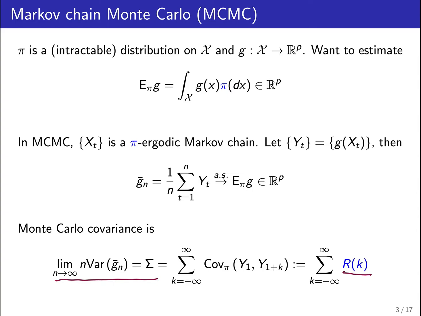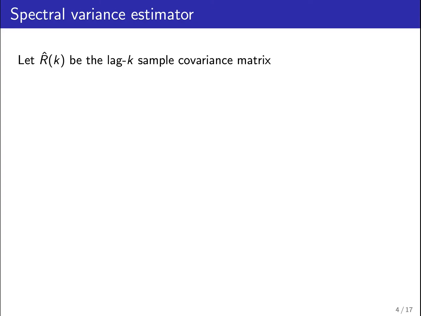So now a critical problem is that we want to estimate sigma, because if we can estimate sigma, then we can summarize the variability in g bar n, because as n increases, g bar n does go to the truth, the expectation of g under pi, but sigma allows us to estimate the variability in g bar n.